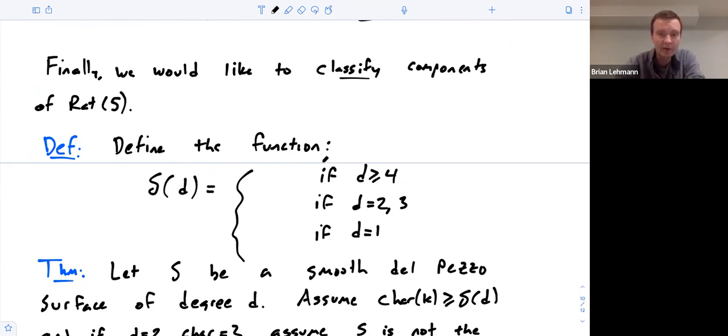So depending upon the degree, if the degree is at least 4, then we're going to put no restriction on the characteristic. If the degree is 2 or 3, then we're going to ask that the characteristic of our ground field be at least 3. And if the degree is 1, then we're going to ask that our characteristic be at least 11. So the degree 1 Del Pezzos are much harder somehow.